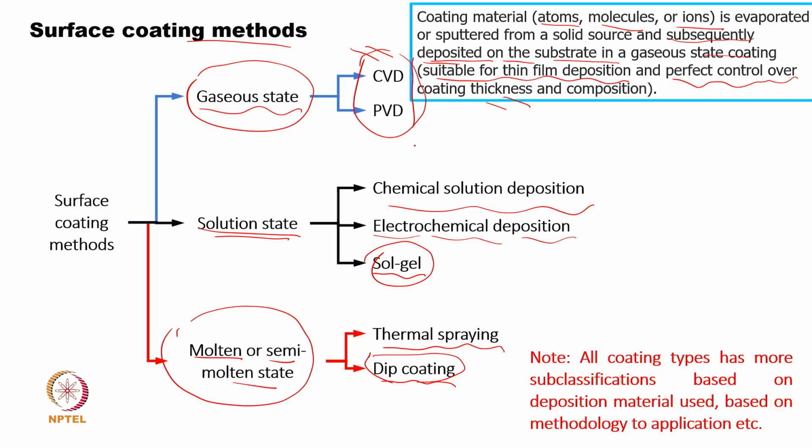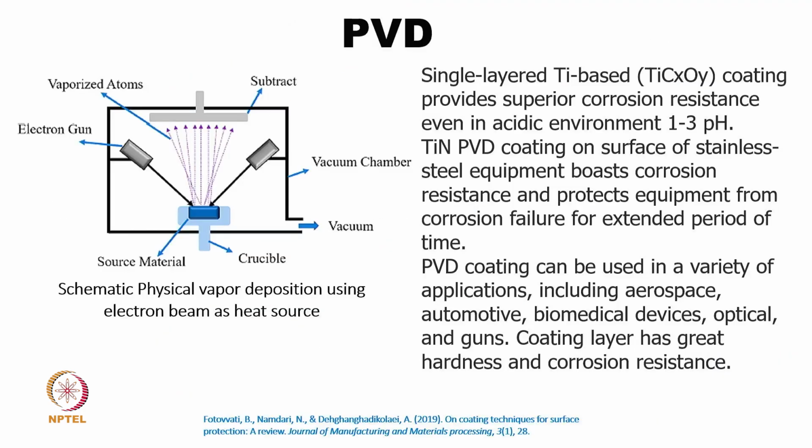But if you do not have that kind of high cost in mind and you want a quick solution, then we can go to the solution state, thermal spray, or if we want something very cost effective, we can go ahead with dip coating or sol-gel coating. More or less, sol-gel and dip coatings have a similar kind of procedure. Now, let us see the PVD.